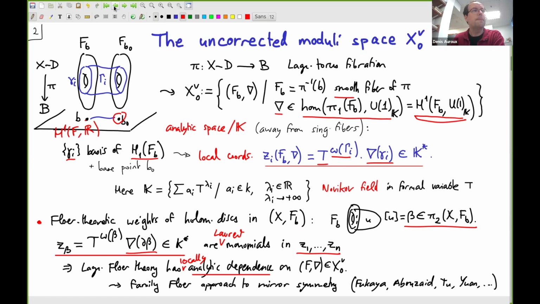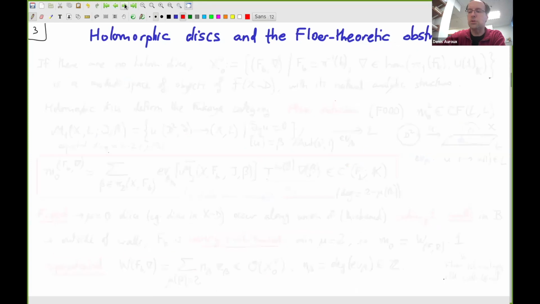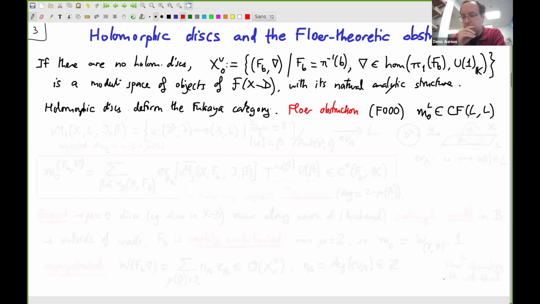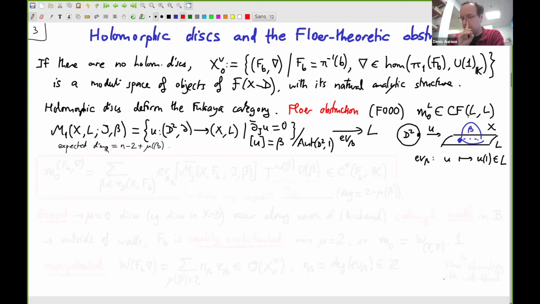No? Okay, so next we need to talk about corrections from disks and how Floer-Theory obstructions show up. As I said, if there's no holomorphic disks, we have found a nice moduli space of objects of a Fukaya category of X minus D with a natural analytic structure. And then in the presence of holomorphic disks, there's going to be a deformation of how Floer-Theory works. And this deformation, the most visible part of it, is that Floer-Theory can become obstructed.